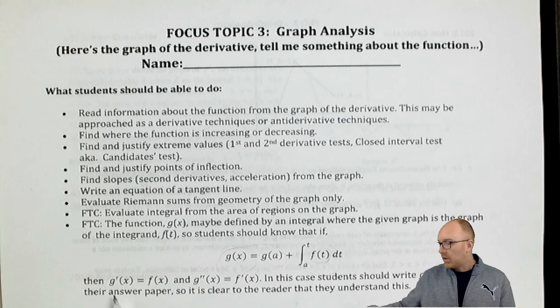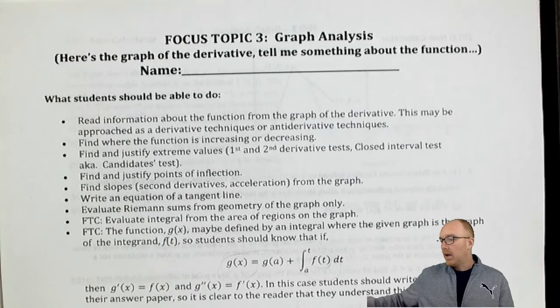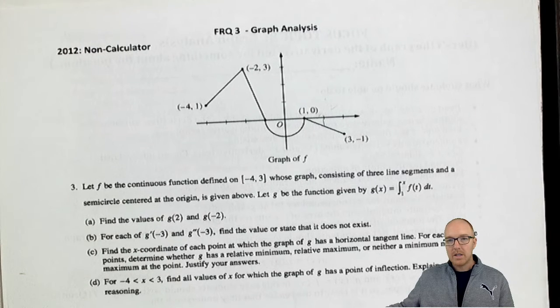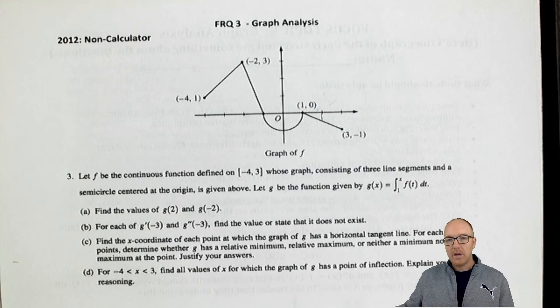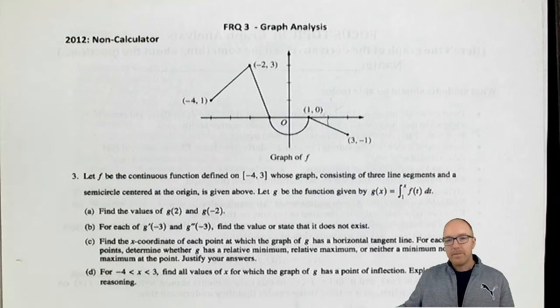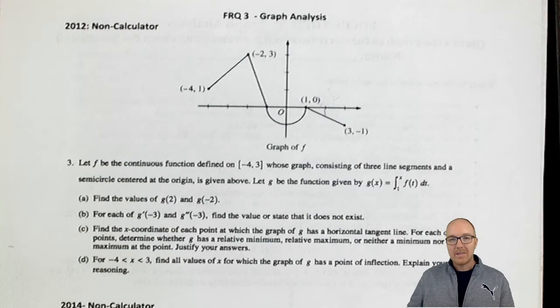And so here we have it. Then if this is the case, then g prime is f, g double prime is f prime. And again, we're going to talk about this in a moment, when we start on our first problem, and the first problem is going to be from the 2012 test. Non-calculator problem. This is number 3, and so we'll read through the question, and then we will answer these parts. So follow along with me. As always, if you have questions on these, please feel free to contact me. Happy to help.